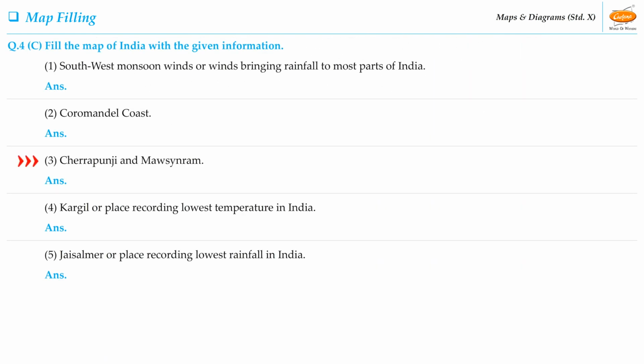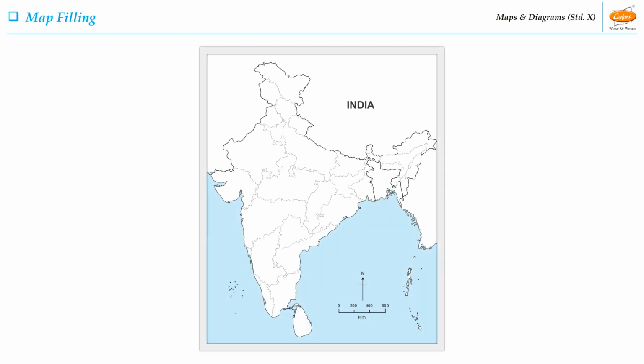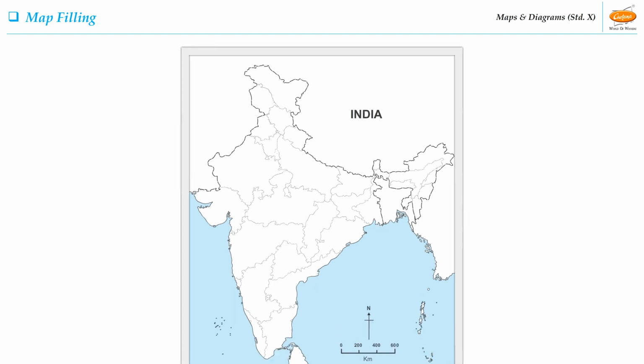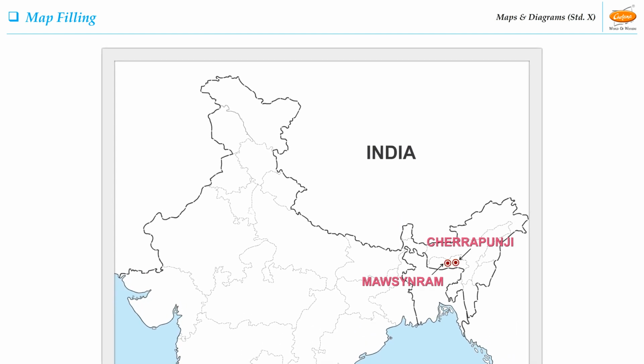Let us now study the third question. Mark Cherrapunji and Mawsynram. Students, please observe the highlighted areas on the map of India as these places are Cherrapunji and Mawsynram.